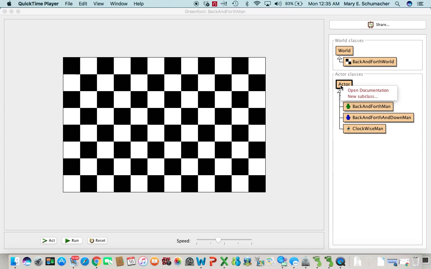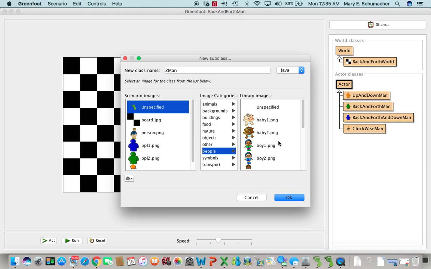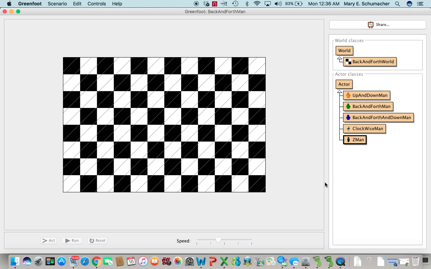So I don't forget, let me make a new subclass that I'll call ZigZag Man or Z-Man. For my ZigZag Man, I'll choose a figure. Maybe I'll use the businessman guy, or maybe I'll use the stick lady. Okay, let's use the stick lady. So the ZigZag Man I'll come back to.